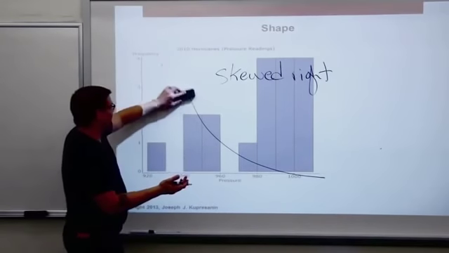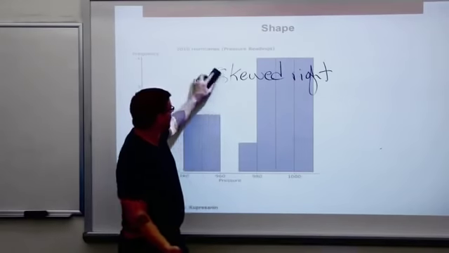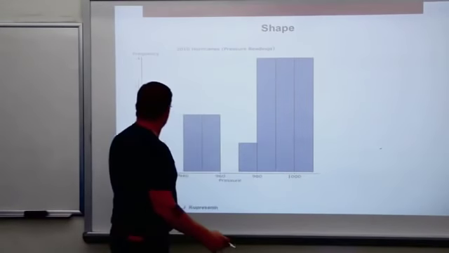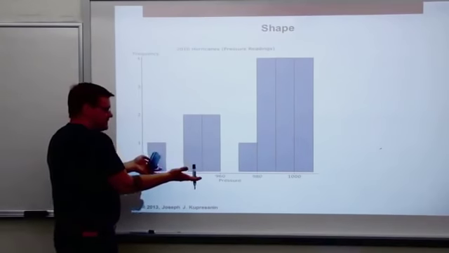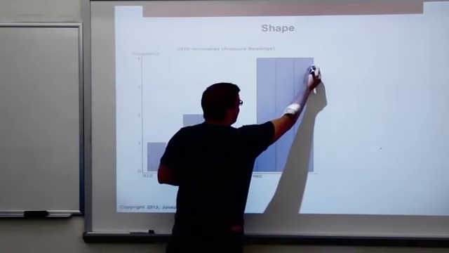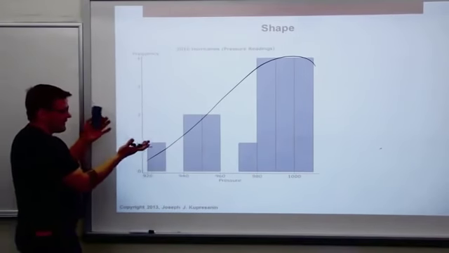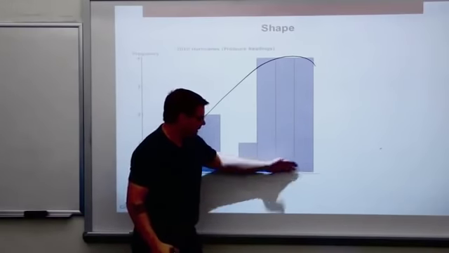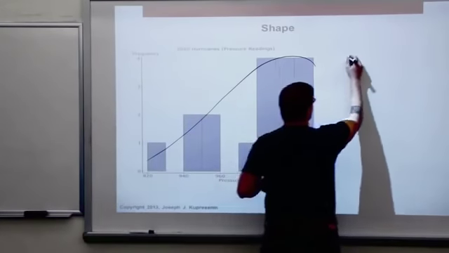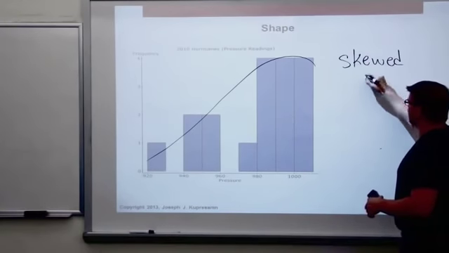Back in 2010, I've got hurricane pressure readings, probably in millibars. Not a lot of data here, but if you had to make a judgment call, I suppose you could say skewed to the left. There does seem to be more data piling up towards the high pressures. So this one is definitely skewed what? Skewed left.